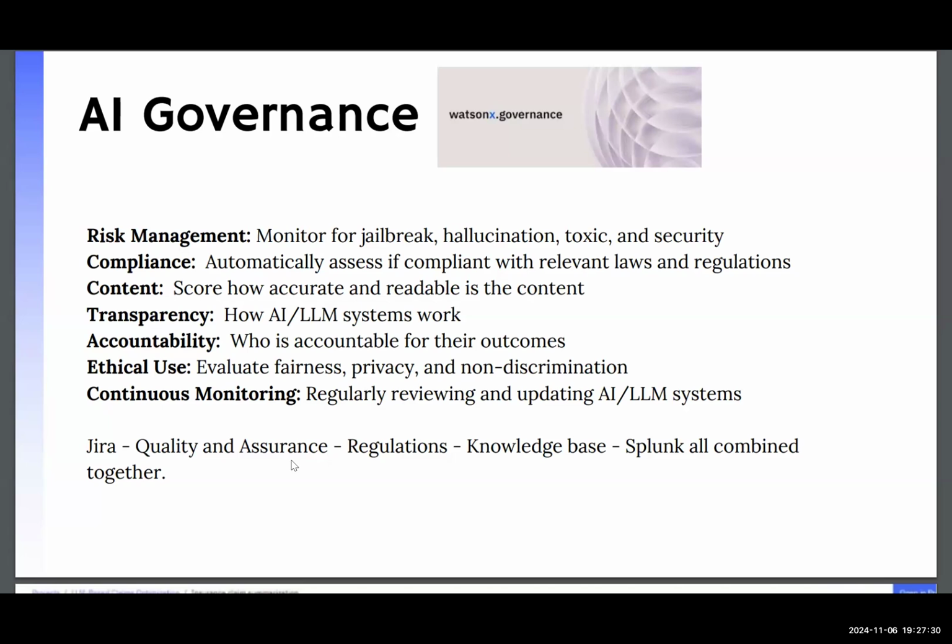All right, so now that you've chosen the model, you've done all the tuning, you did the prompting, and now you launched it out there. But you're not done yet. You have to do governance to make sure the model isn't jailbroken, it doesn't hallucinate, doesn't produce toxic materials, and then you have to have security. And then you want to automatically look for compliance against these new rules that are coming out against AI. And then you want to have a content store. Is my model actually really good? You want something to grade your model to see if it is accurate in providing the content to your customers. You want to be transparent, accountable, ethical, and then you want to have continuous monitoring of that model. So think of governance as JIRA, quality assurance, regulations, a knowledge base, and Splunk all combined into one.